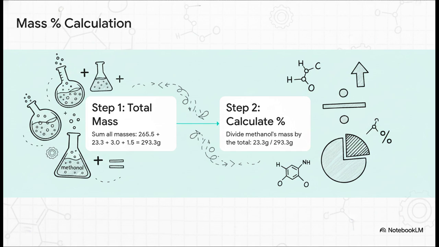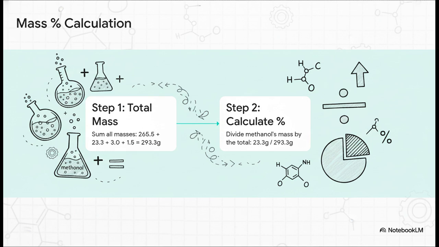Okay, now for a calculation. 2 marks up for grabs here. We need to find the percentage by mass of methanol. It's a really simple 2-step process. First, we've got to find the total mass of the whole mixture, so we add up all the numbers from the table. That gives us 293.3 grams.